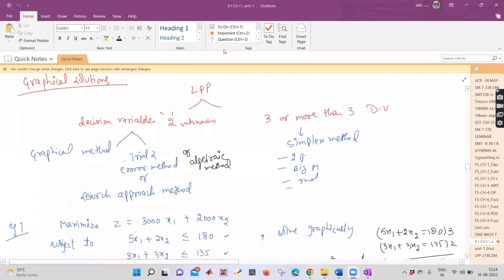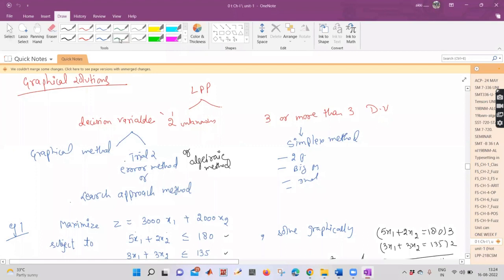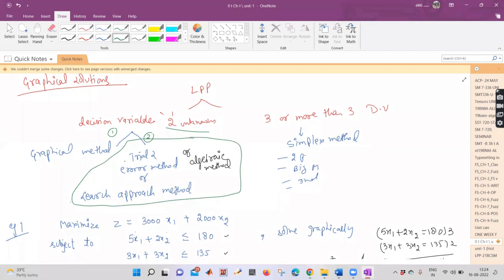Whenever we are talking about the LPP, we are talking about the number of variables. If we have two unknowns, it can be solved by using the graphical method or the trial and error method, which is also known as the search approach method or the algebraic method. Trial and error and algebraic are all the same: one method called by these names.